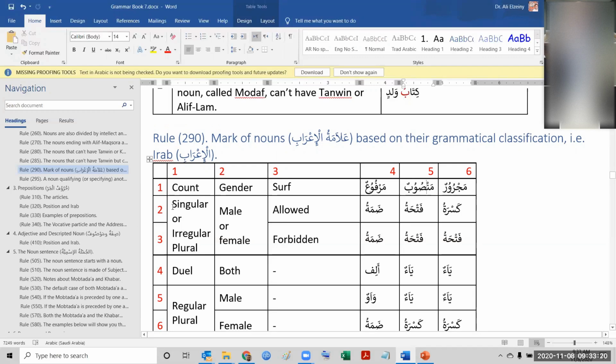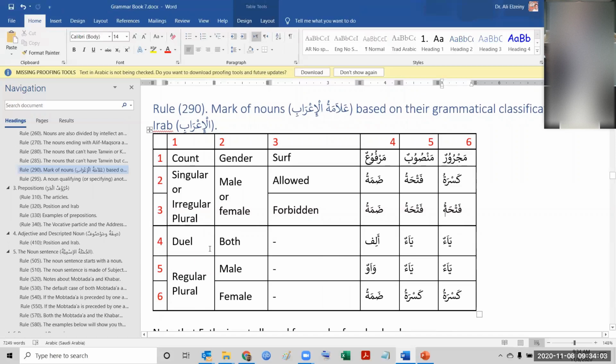So for singular or irregular plurals, and we always say that an irregular plural is to be treated like a singular, we have two conditions here. When the sarf is allowed, then it is dhamma for marfu', fatha for mansub, kasra for majrur. If the sarf is forbidden, then kasra is not allowed. So it becomes dhamma, fatha, fatha, because kasra is not allowed if the sarf is forbidden.